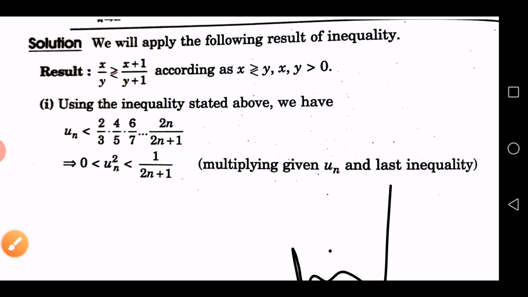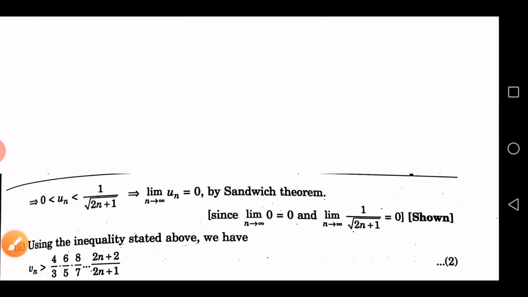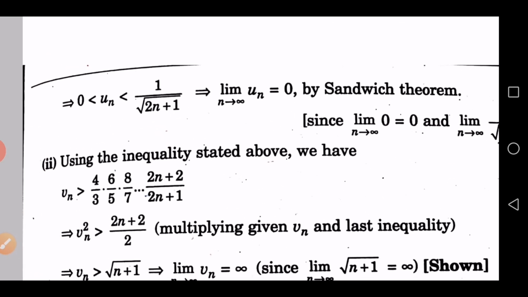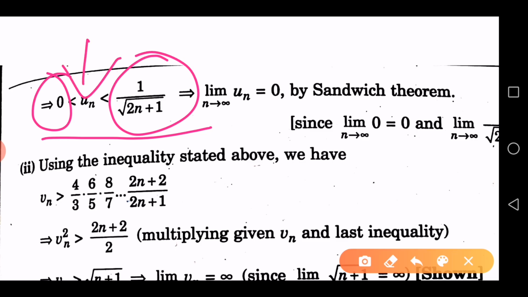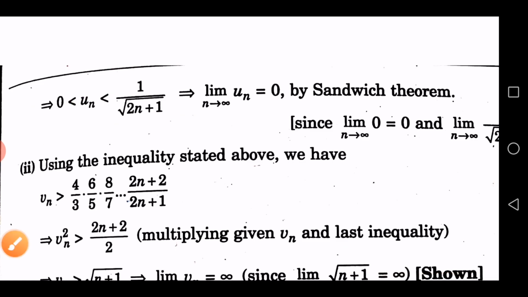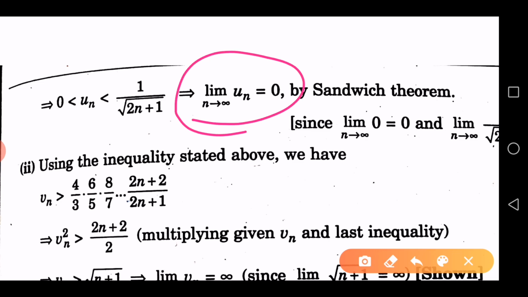Taking square root, we have 0 less than un less than 1 by root over 2n plus 1. Limit of 0 is equal to 0, limit of 1 by root over of 2n plus 1 is also 0. So therefore by Sandwich theorem, limit of un will be equal to 0. So the first part is proved, limit of un is equal to 0 by Sandwich theorem.